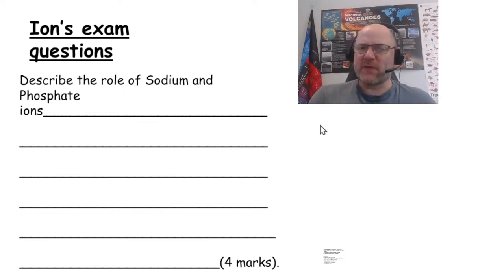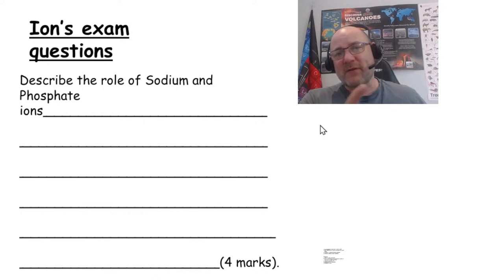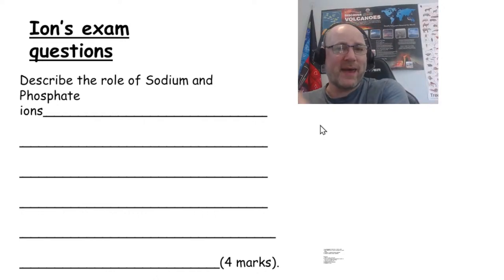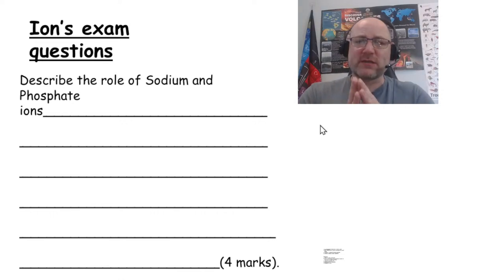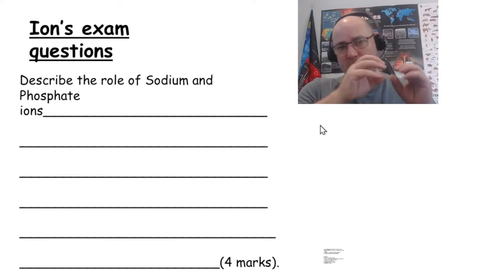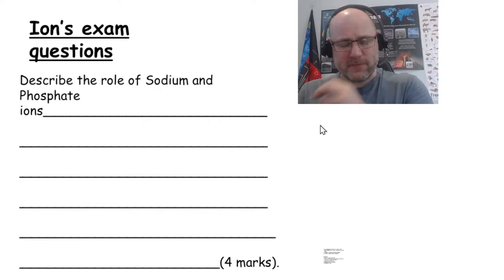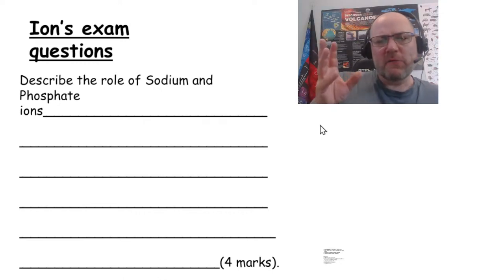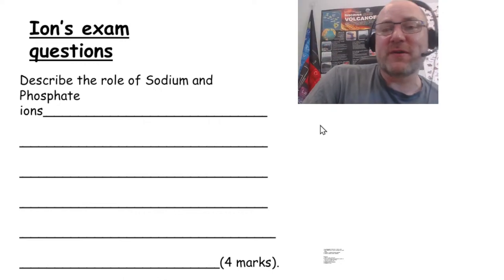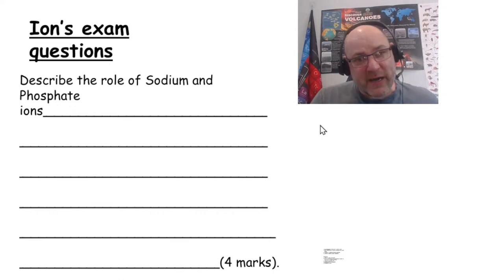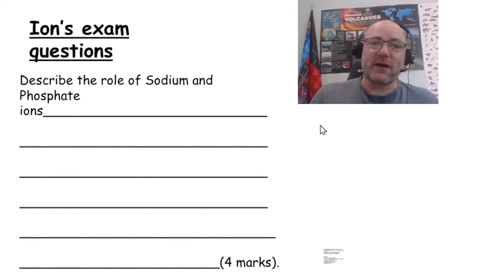Now, phosphate ions, what's their job? Well, we talked about phosphate ions. Where do you find those? You remember from the start of the lesson, they're found in ATP. So without phosphate ions, we couldn't form ATP. They're also used in something called phosphorylation, where we make molecules more reactive. Phosphate ions are also found in your DNA nucleotides or RNA nucleotides.